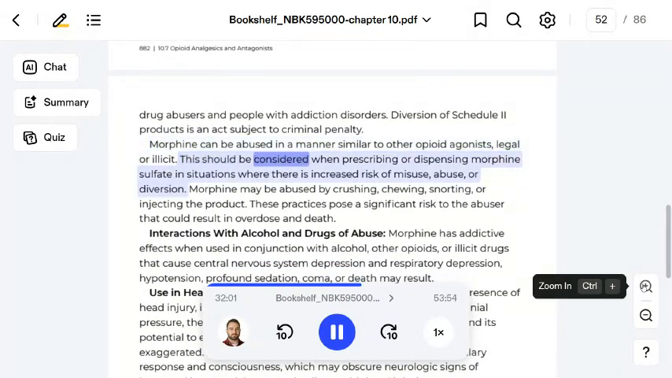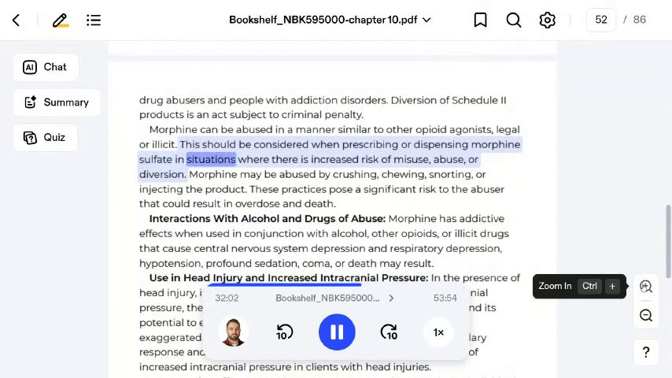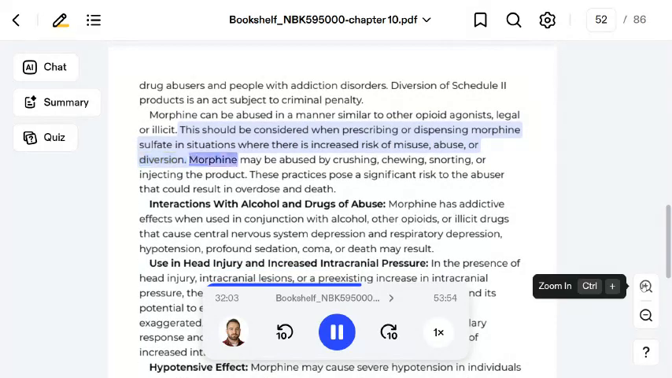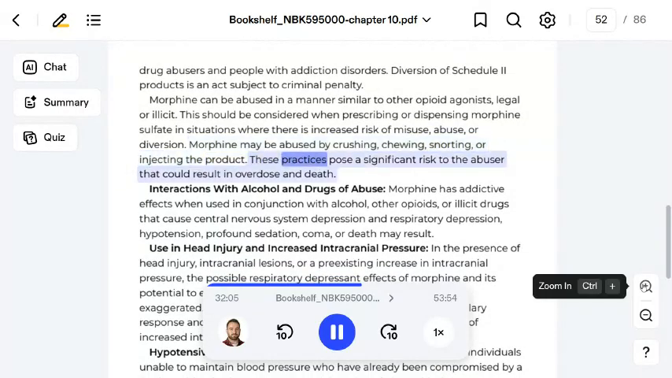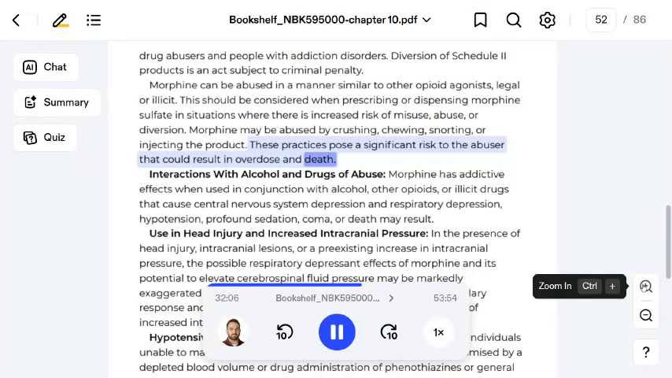This should be considered when prescribing or dispensing morphine sulfate in situations where there is increased risk of misuse, abuse, or diversion. Morphine may be abused by crushing, chewing, snorting, or injecting the product. These practices pose a significant risk to the abuser that could result in overdose and death.